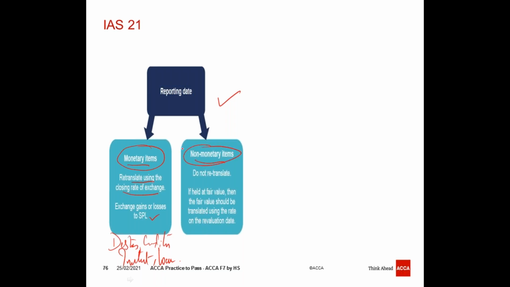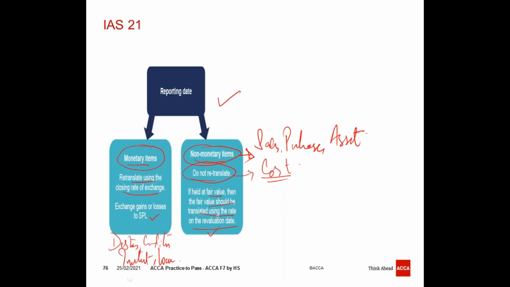And if there are some non-monetary items, like the sales account is a non-monetary item, the purchase account is a non-monetary item, any other asset other than receivables and investment will be non-monetary items. Non-monetary items should not be retranslated if they are measured at the cost model. But if they are held at fair value, then the fair value should be translated using the rate at the date of the fair value measurement. So these are the basic concepts.